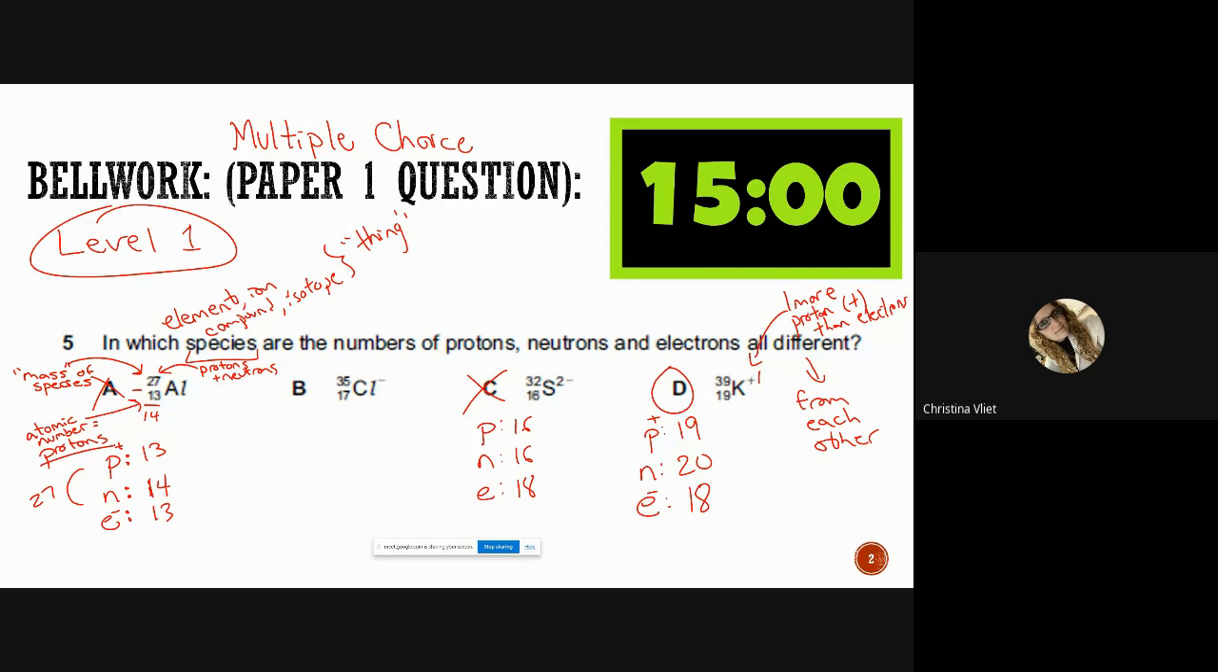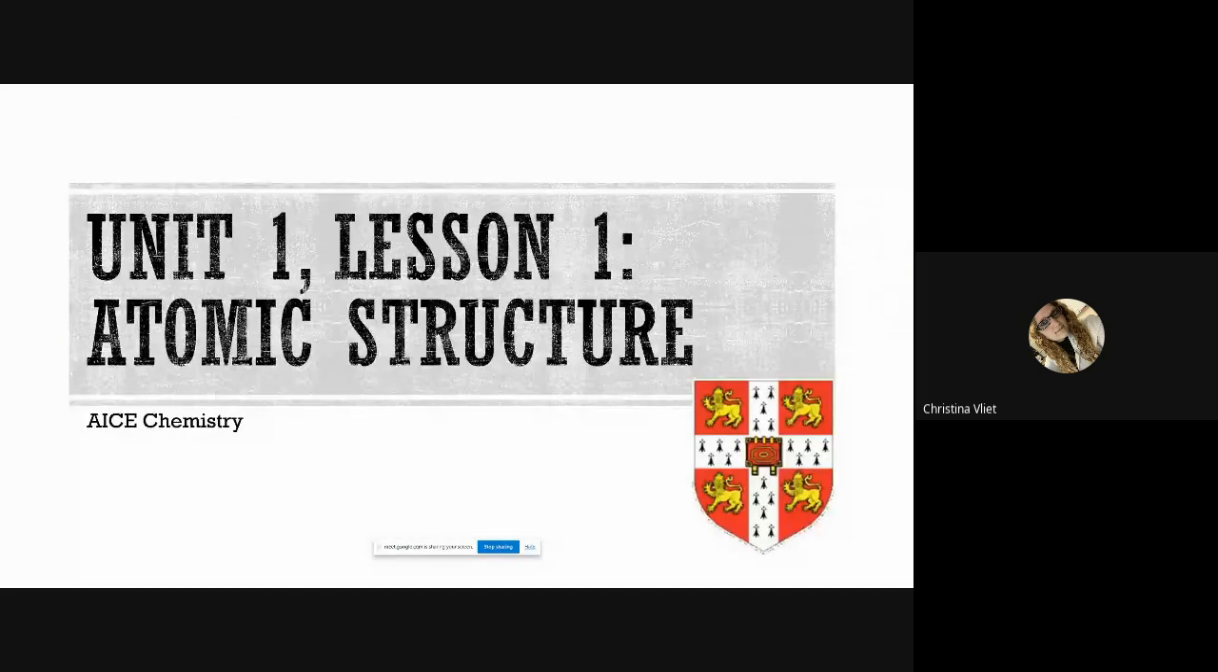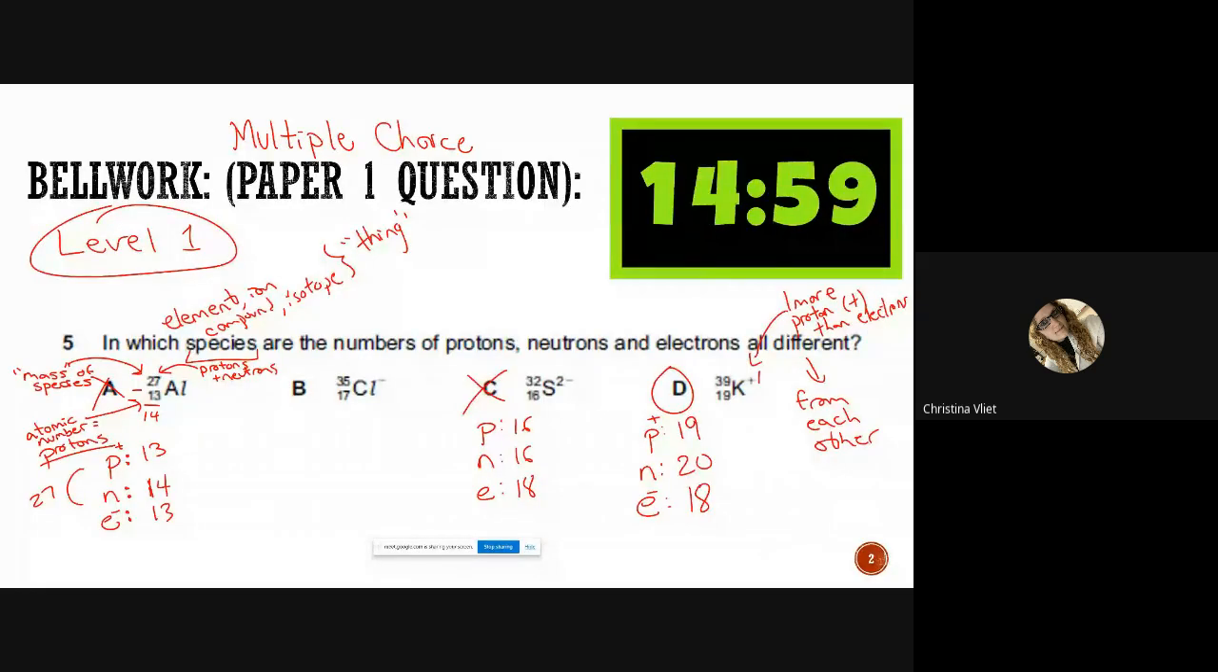Maybe you needed to review, of course, the ideas, but overall, besides a little bit of weird wording here, it's overall kind of straightforward in what you need to do. So going over atomic structure, I've actually already started to go over atomic structure when looking at that bell work, but we're going to go over it more in detail now.